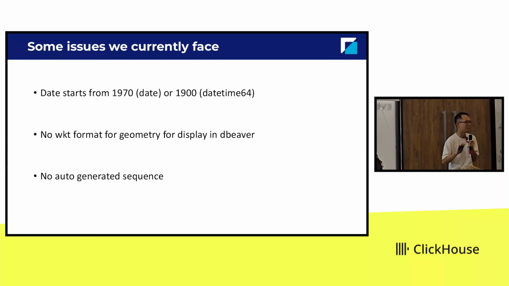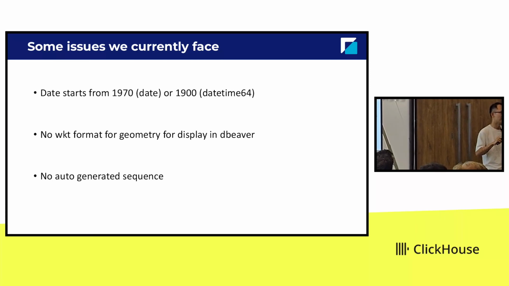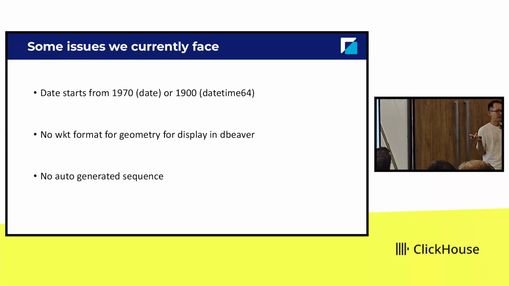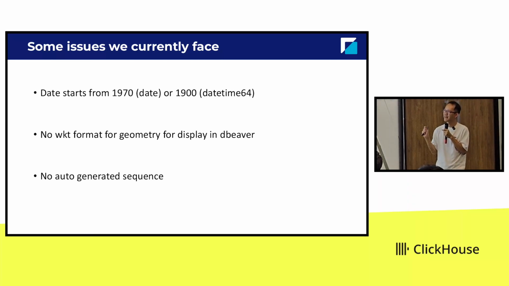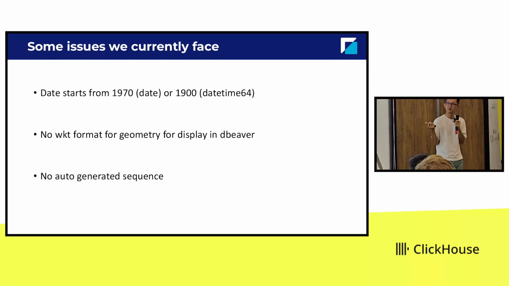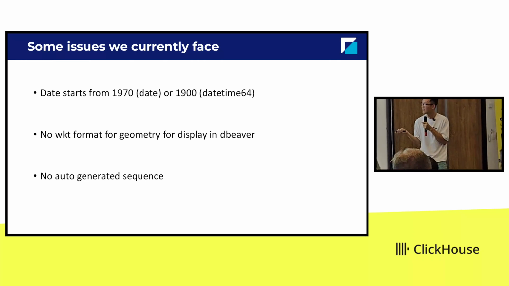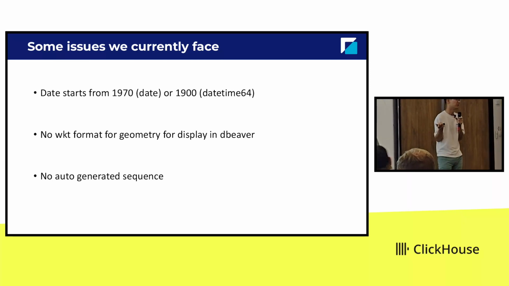To be honest, I'm actually quite happy with what ClickHouse has done to this level, because at least ClickHouse, compared to many other databases out there in the market, can do query of geometry. That's sufficient for us to jump over. But it couldn't give the last bit of convenience to display in DBeaver, which is one of the database clients that we use. And another feature, not a showstopper, is the auto-generated sequence in Postgres, which we use a lot as well.